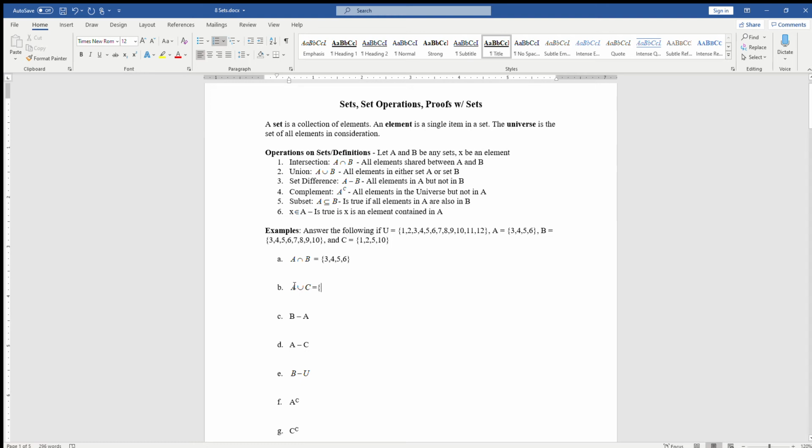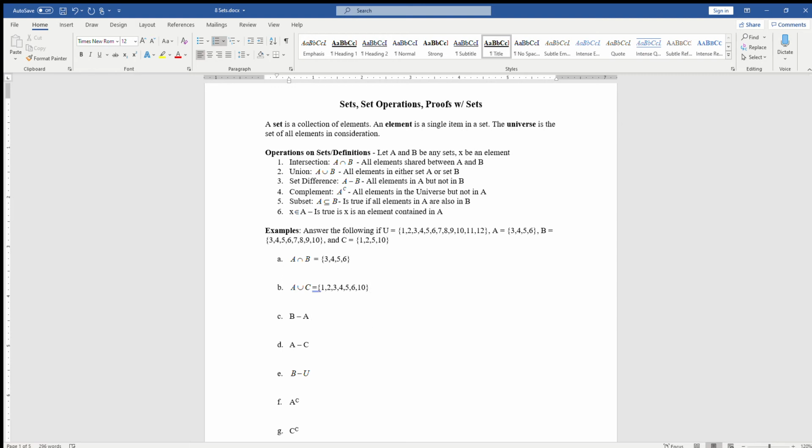A union C. Basically what we're going to do is we're going to meld sets A and C, and any repeats we're just going to list once. So I notice that set C has 1 and 2. I notice that set A has 3, 4, 5, 6. Notice that set C and set A have the element 5, but we only write it once. And then finally 10 is the other item that's contained in C.